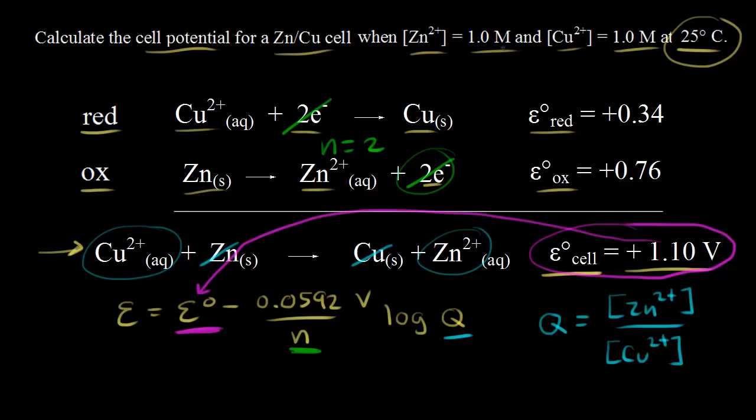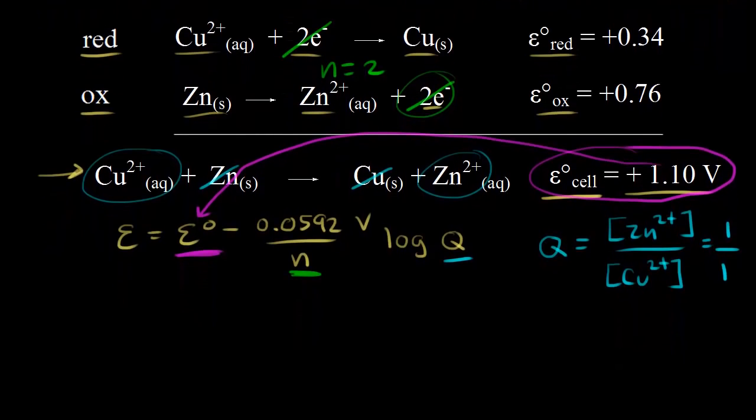We know what those concentrations are. They were given to us in the problem. The concentration of zinc 2 plus is 1 molar. The concentration of copper 2 plus is 1 molar. So we have 1 over 1. So the reaction quotient for this example is equal to 1.